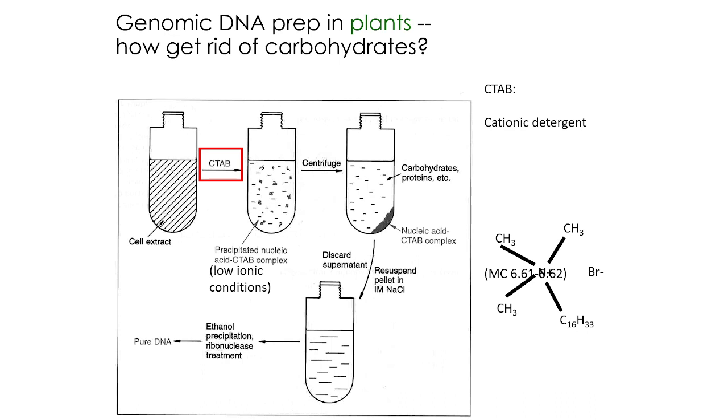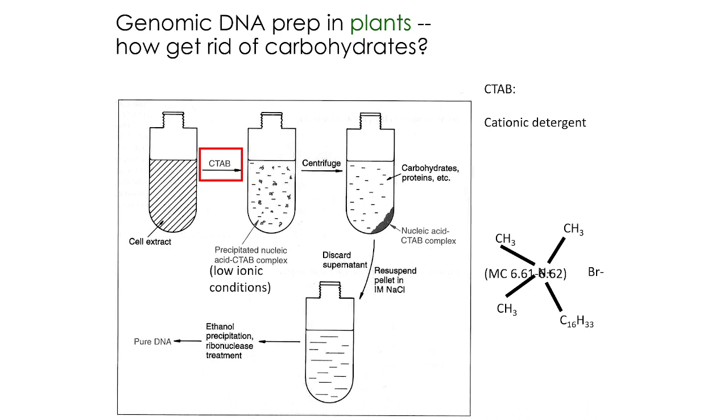We know that in plants, there are carbohydrates, so how can we get rid of them? Genomic DNA preparation in plants: you have your cell extract, and then we add a cationic detergent, CTAB, and after that we go for centrifugation. When we add the detergent, your nucleic acid is going to precipitate out, forming a nucleic acid CTAB complex, and in the aqueous solution you're going to have your carbohydrates, the sugars, and your proteins.